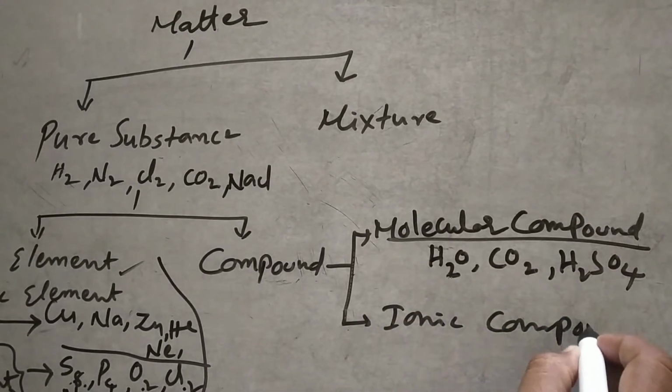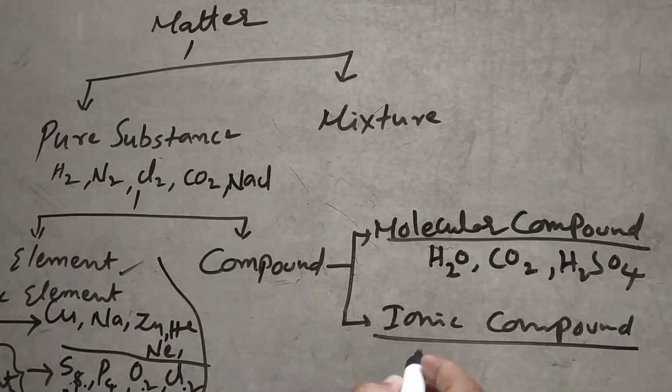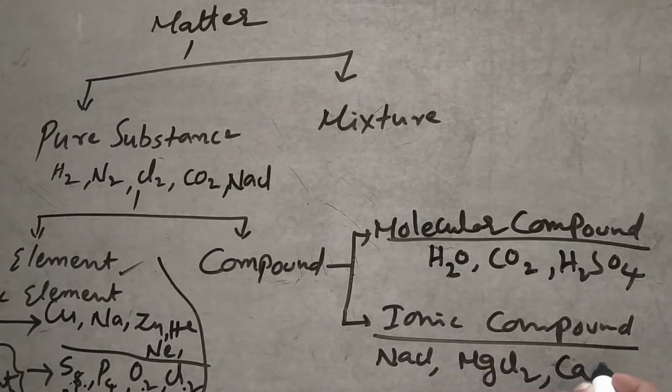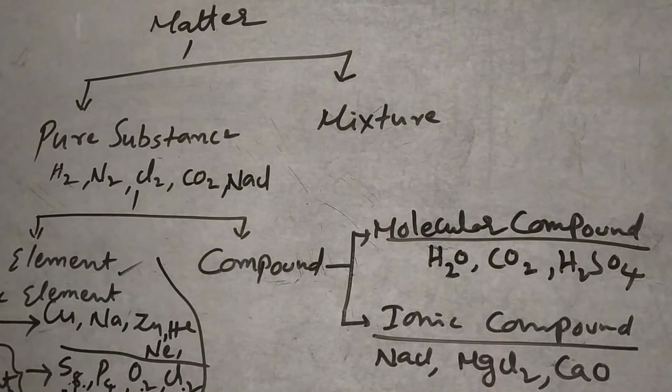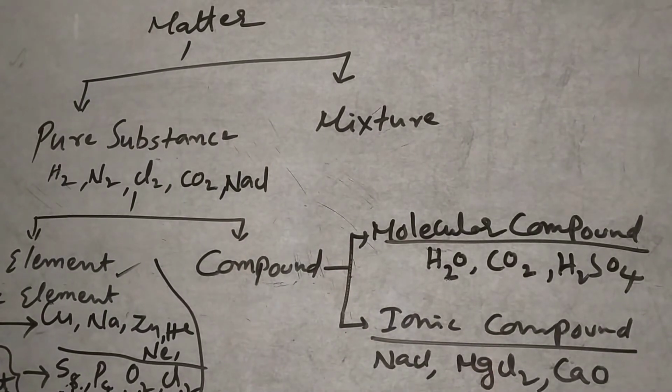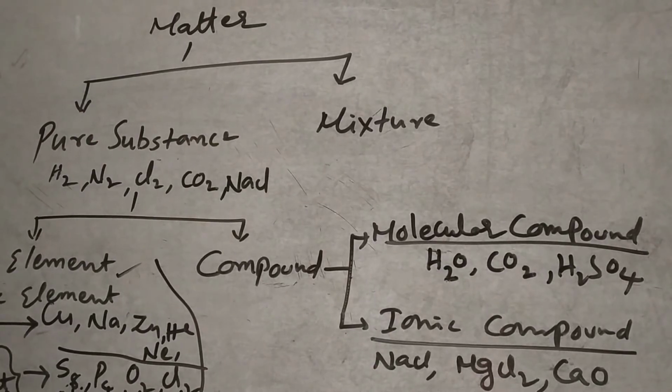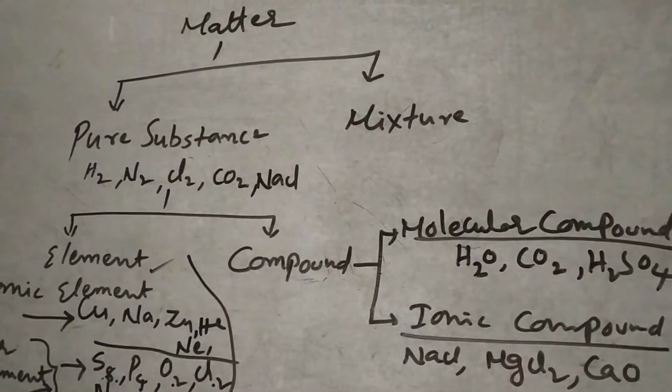What do you mean by ionic compounds? Ionic compounds are, suppose you take NaCl, Na plus Cl minus, like this, MgCl2, Mg 2 plus and Cl minus, CaO, Ca 2 plus and O minus 2. So these are called ionic compounds. Now, let's go through that once again.